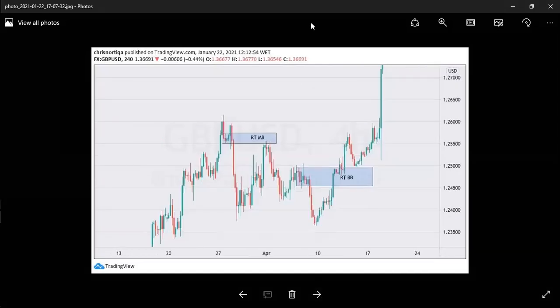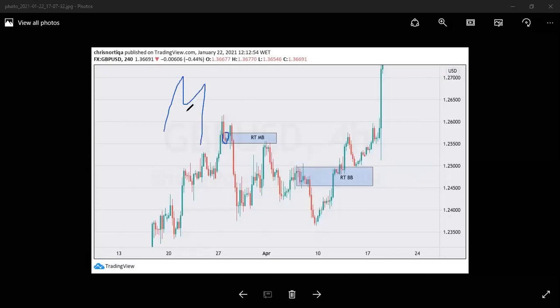This is a mitigation block. This one here, that's the mitigation block found in type 2, right here. This one, this is the return to mitigation block. And this is our breaker. And then this was also a higher time frame breaker. I think a daily breaker here. This is a daily breaker.